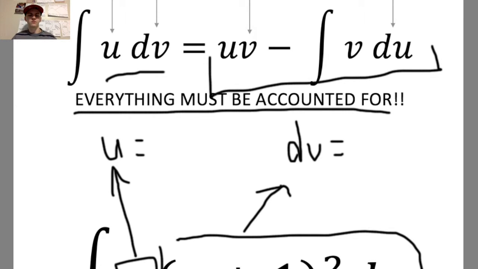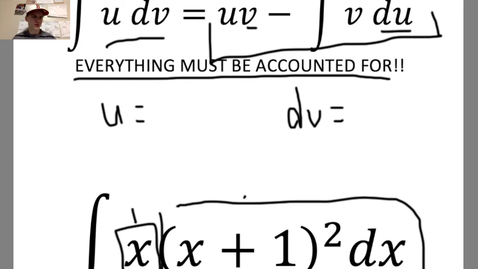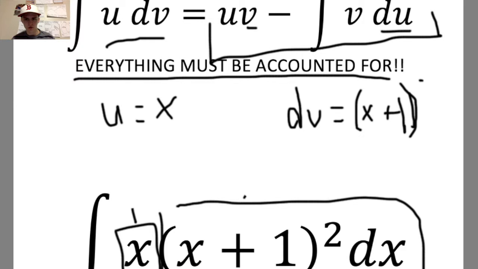The way that you find what v and du are is exactly how you think it would be, because we already have u and dv. Let me just write those out real quick. u is x, dv is everything else, so it's (x plus 1) squared dx. Sorry for my handwriting. Hopefully you can read that. This part is right here, and the x is right there, and everything is accounted for.